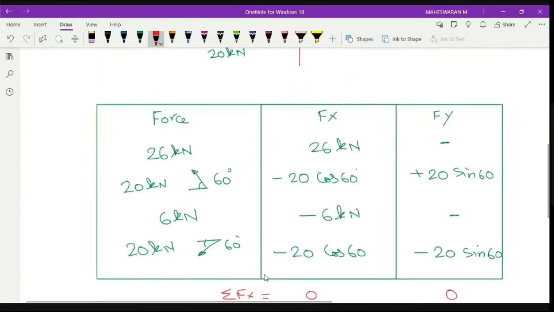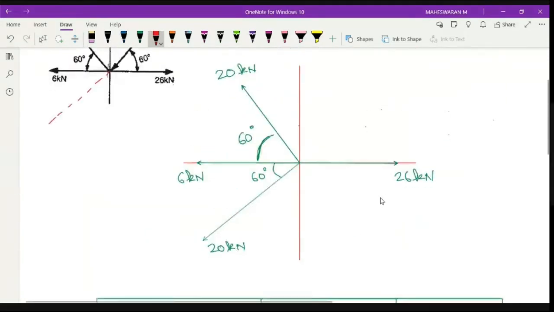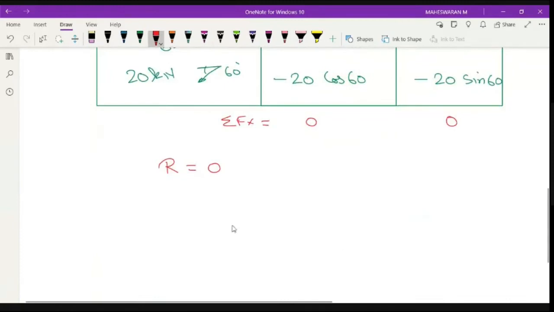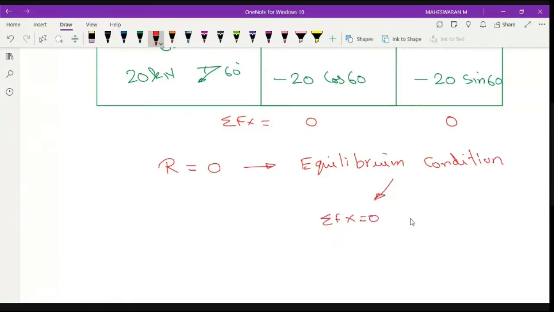So when you have a set of forces which makes it 0, or if your resultant is 0, then we call this the equilibrium condition, right? When will you achieve the equilibrium condition? When sigma Fx is 0 and when sigma Fy is equal to 0. Because if the resultant is 0, both x and y should be 0, then only you will get the resultant as 0. Right? This is the condition where it is in equilibrium.